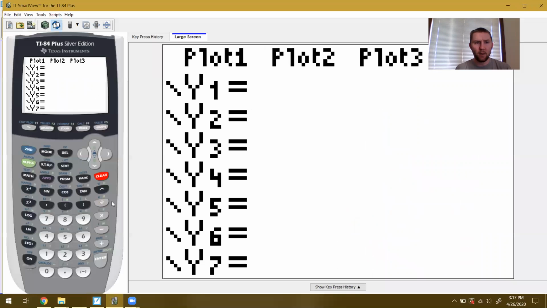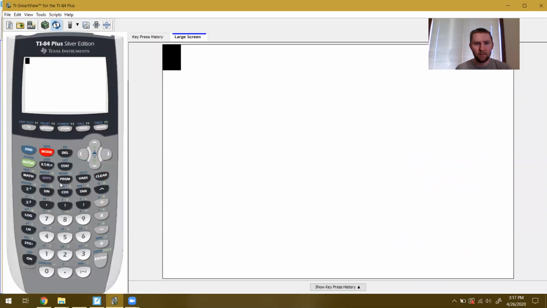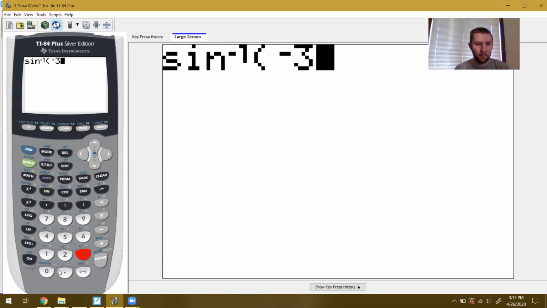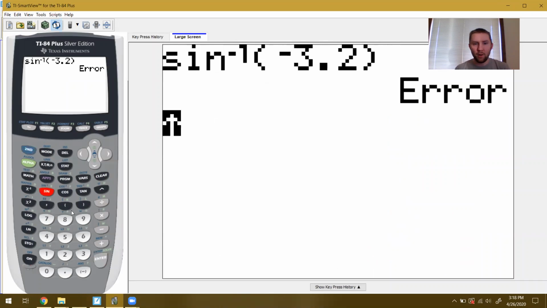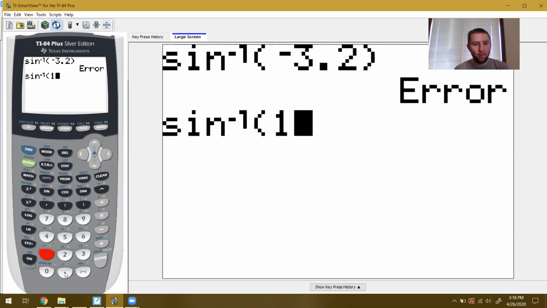So if I go to my calculator real quick and I just look at second sine, that is my sine inverse, right? If I try any value that's not between negative 1 and 1, let's say I try negative 3.2, notice I get a domain error, right? What if I try it again with, let's say, 1.2?